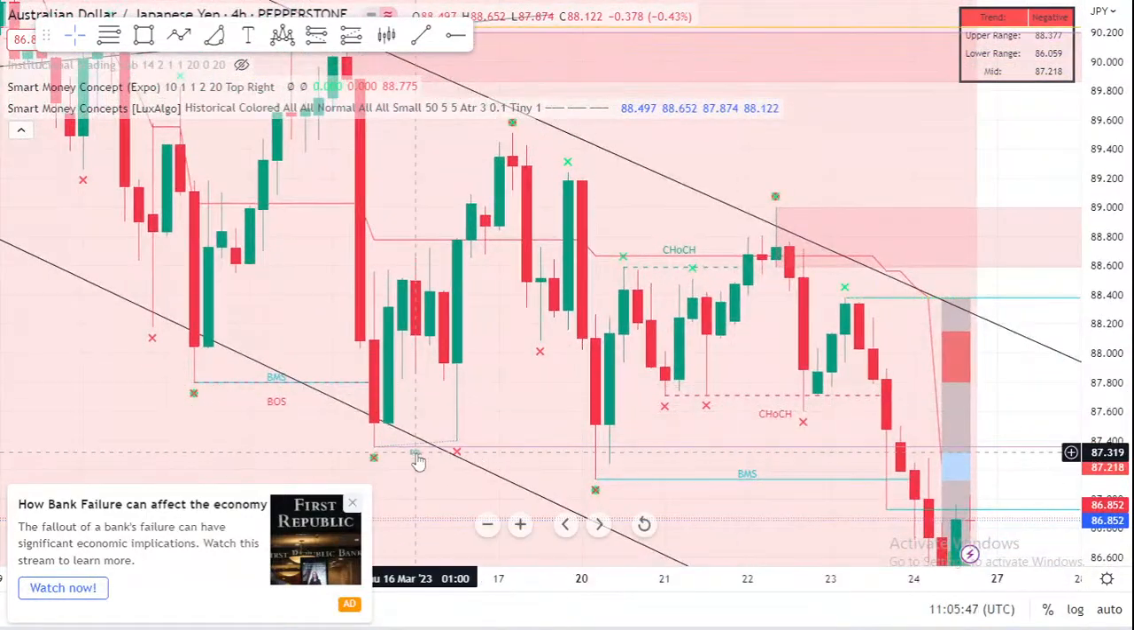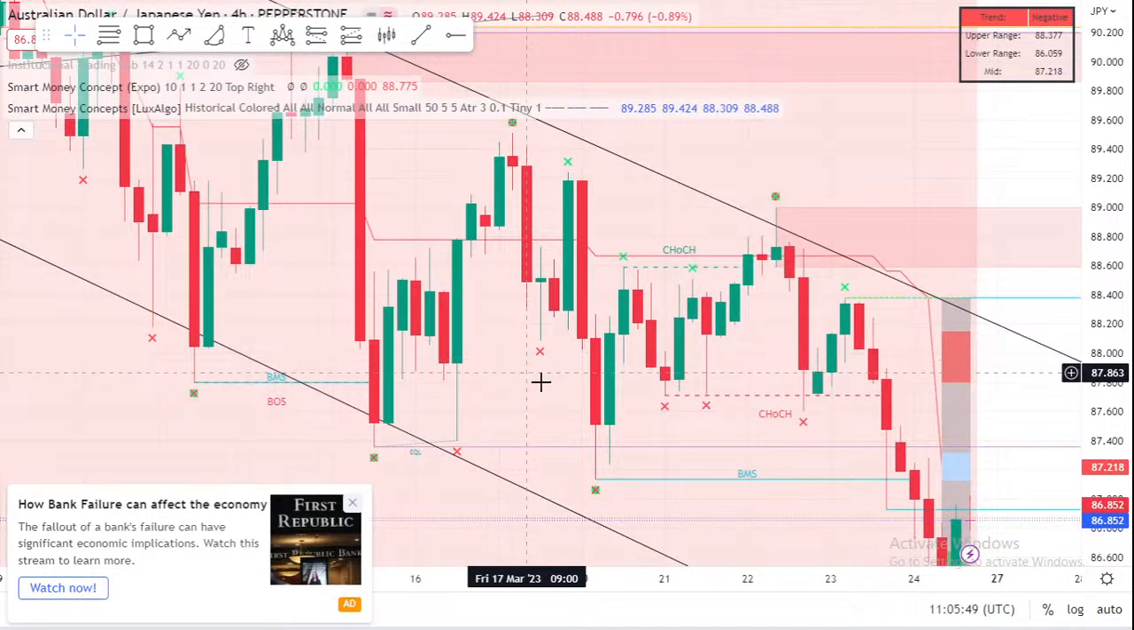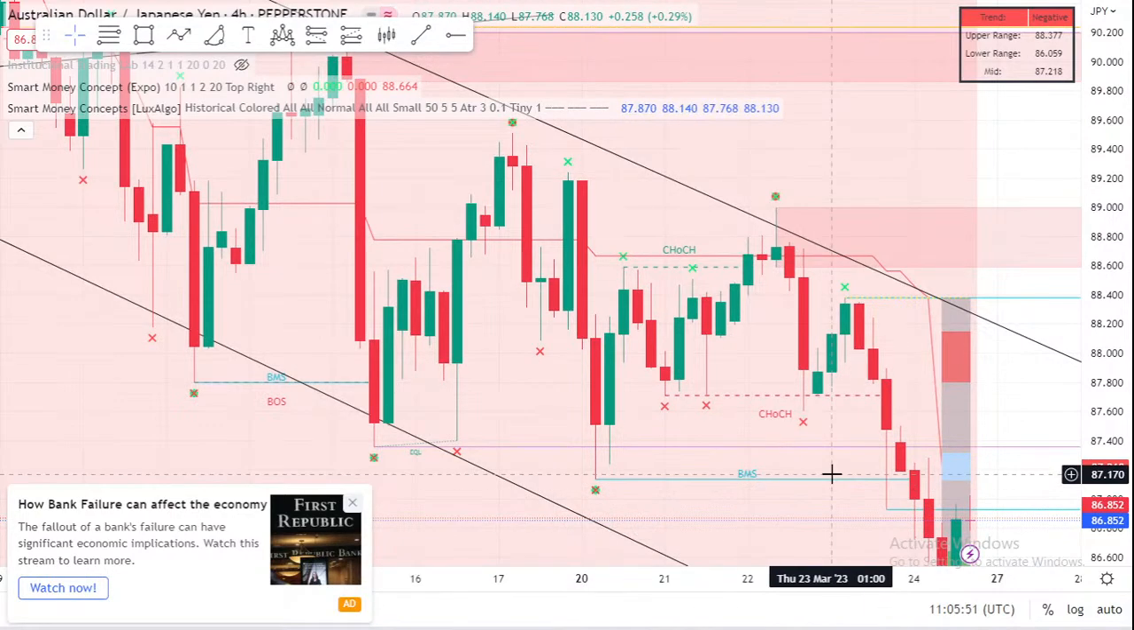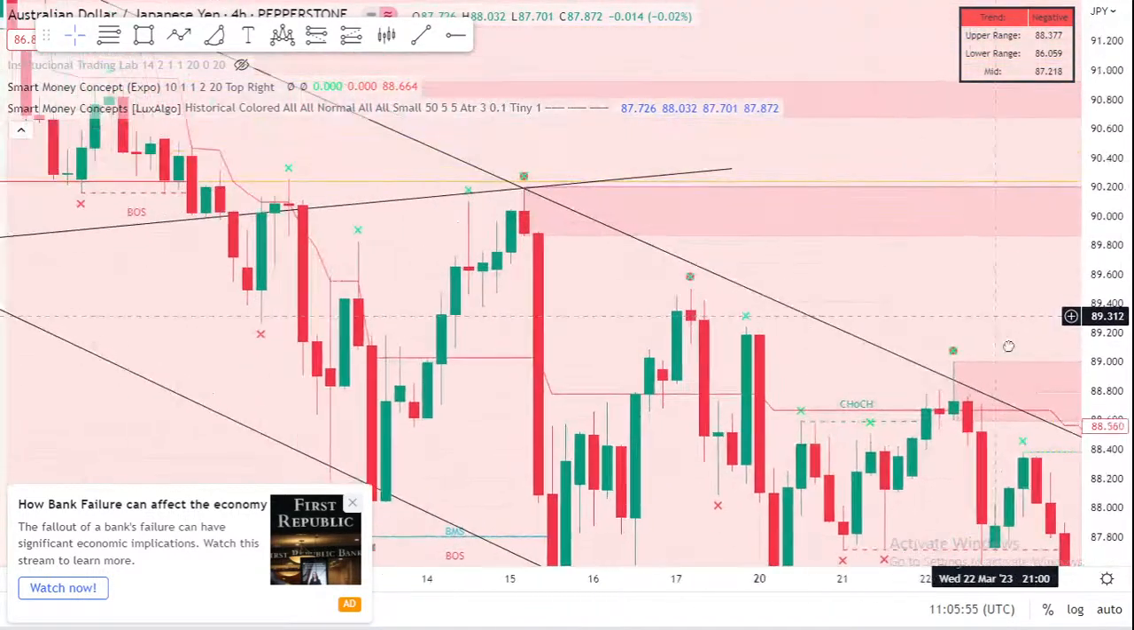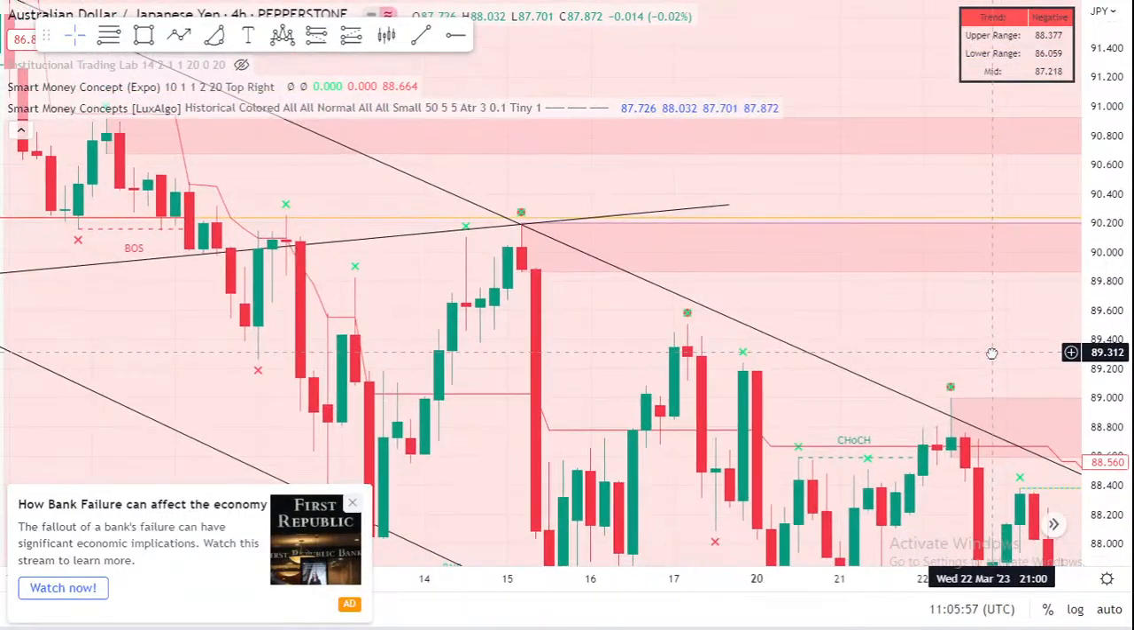The EQL, that is the equal level. This shows the equal level zone. Yeah, and we also have the fair value gaps. Those who like trading the fair value gaps, you can also get it.